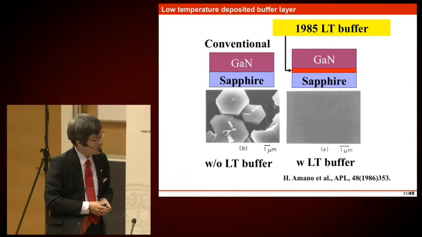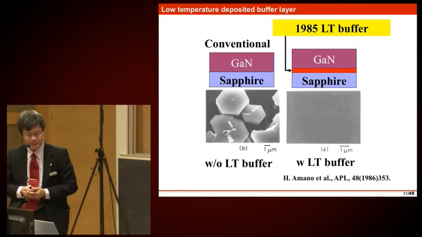So after the success of the growth of high-quality gallium nitride, my next target was, of course, p-type gallium nitride.